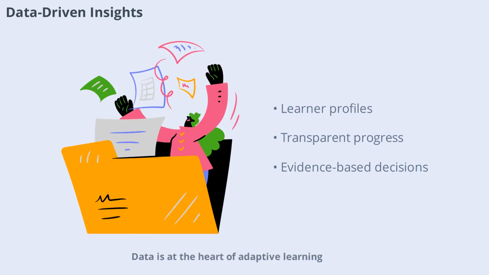Data is at the heart of adaptive learning. Modern platforms collect and analyze a wealth of information, from quiz scores to time spent on each activity. This data is used to create detailed learner profiles, which inform the system's recommendations and adjustments. Teachers and administrators also benefit from these insights, gaining a clearer understanding of student progress and areas for improvement. The result is a more transparent and responsive educational environment, where decisions are guided by real evidence.